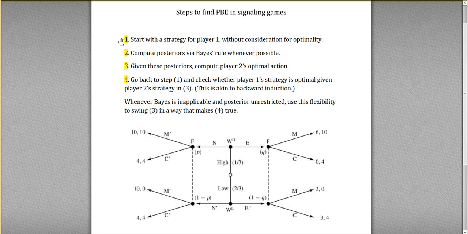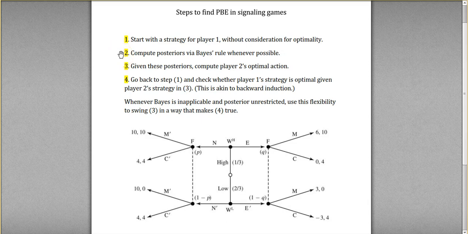Step 1, start with a strategy for player 1 without consideration for optimality. In other words, we're going to assign a strategy to player 1 and not ask at this point whether it's optimal for that player to adopt that strategy. That'll come in step number 4, the verification.